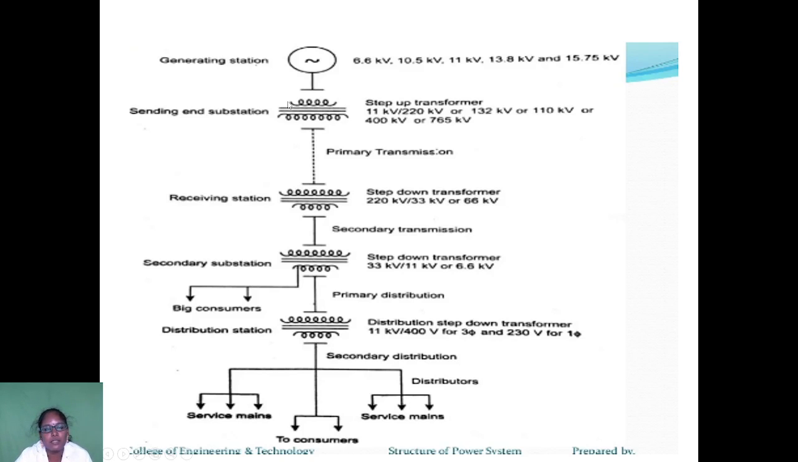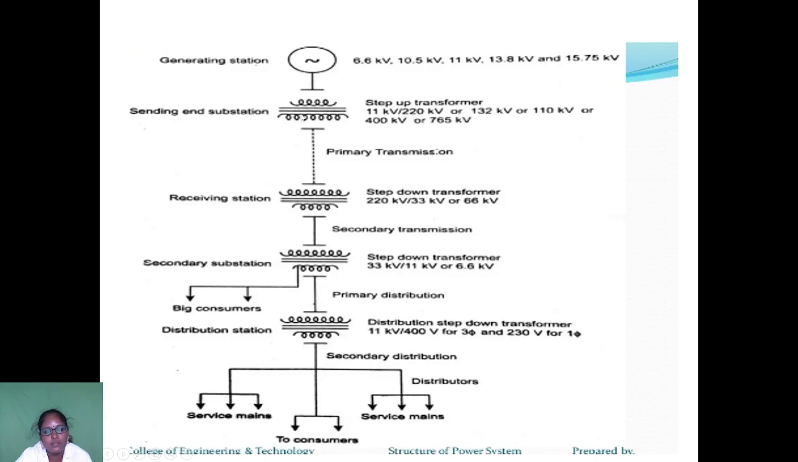Here we can see there are three stages. First is the generating station, second is the transmission station, and third is the distribution station. In the generating station, we generate the electrical power with the help of a generator. What is the generator principle? The generator principle is to convert any form of energy into electrical energy. The normal generated voltage levels are 6.6, 10.5, 11, 13.8 and 15.75 kV. These are the standard voltage levels in the power system network. So with the help of the generator we generate the power, and the first stage is completed.